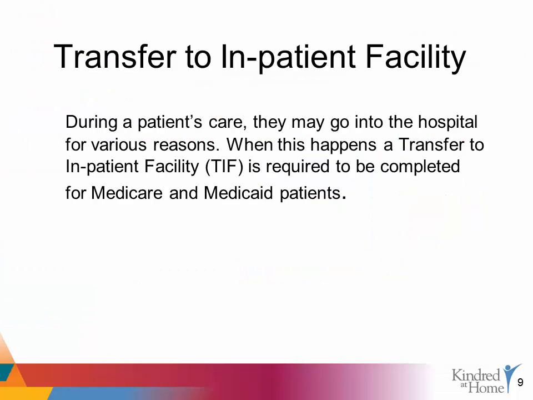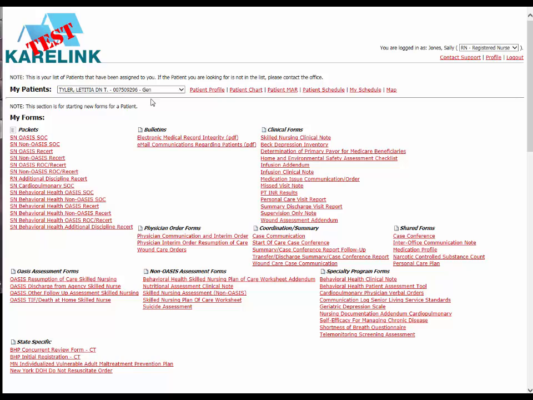During a patient's care, they may go into the hospital for various reasons. When this happens, a transfer to inpatient facility, TIF, is required to be completed for Medicare and Medicaid patients. With your patient selected, go to the OASIS Forms section of My menu. Tap OASIS TIF/Death at Home Skilled Nurse.